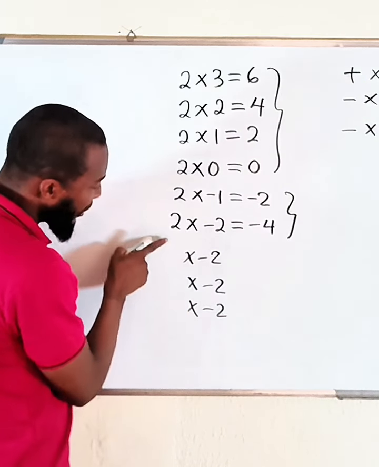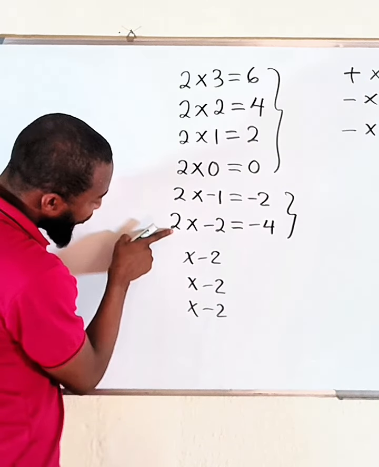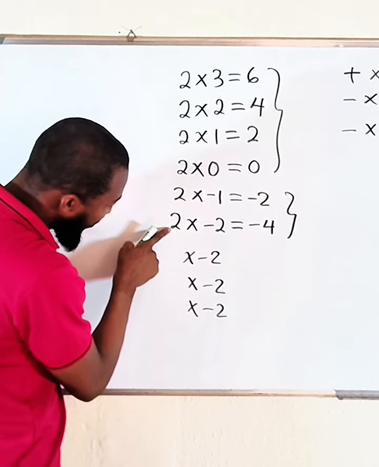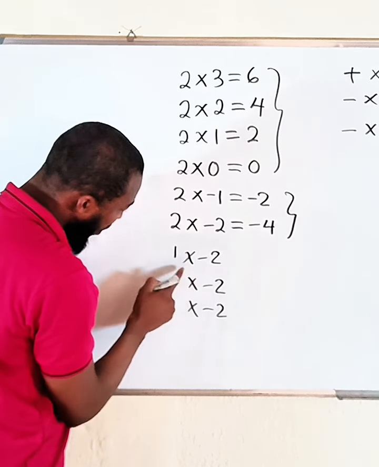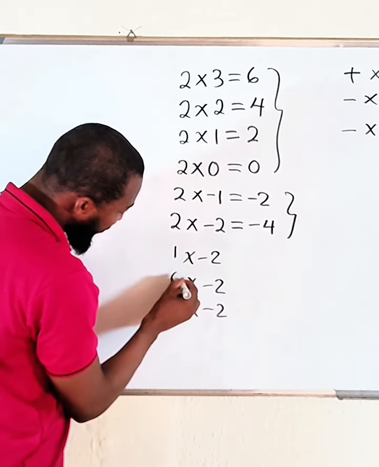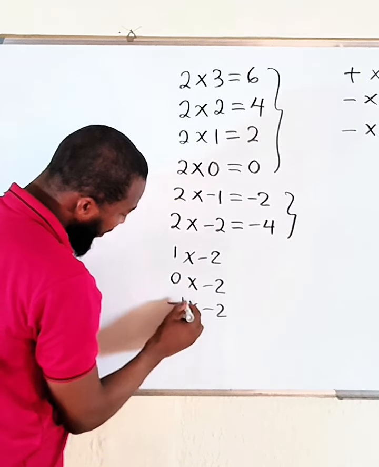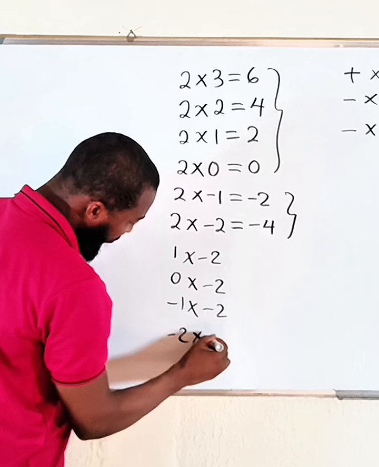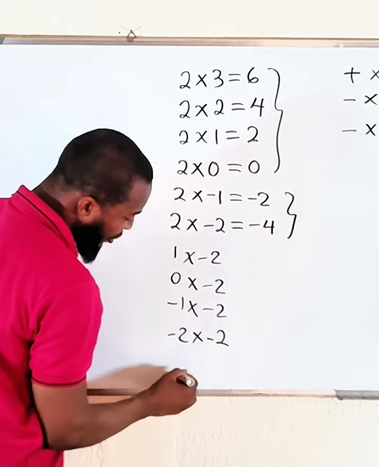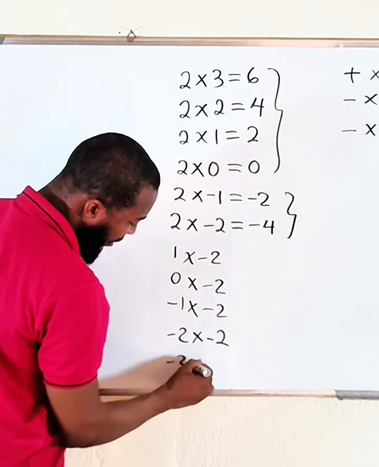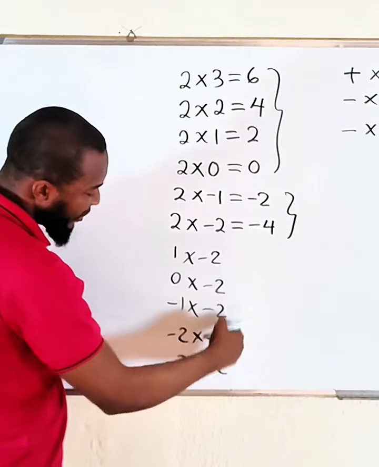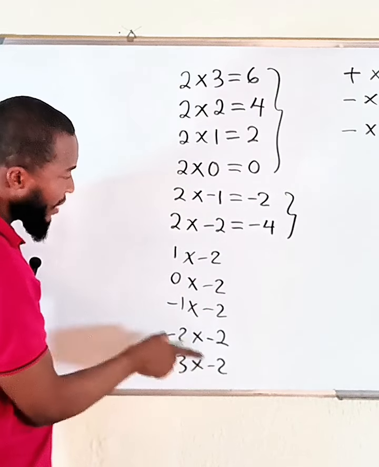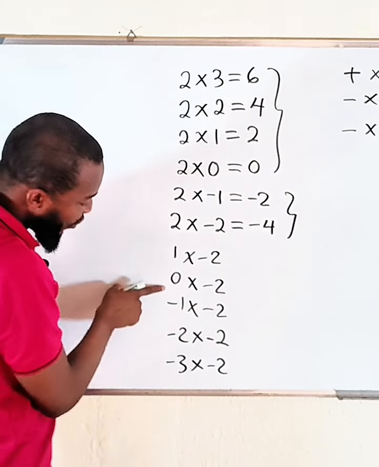So I would like to keep these two constant, times negative 2, times negative 2. I want to see what happens if I keep reducing this one. If you reduce this by 1, it becomes 1. Reduce it by 1, it becomes 0. Reduce it by 1, it becomes negative 1. Reduce it by 1, it becomes negative 2. Let me reduce it again, negative 3. So I kept all these negative 2's constant and I keep on reducing these ones.